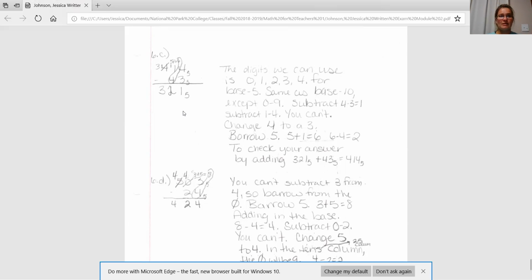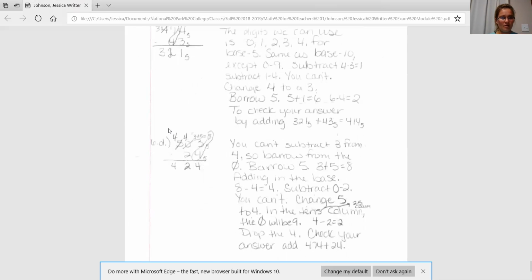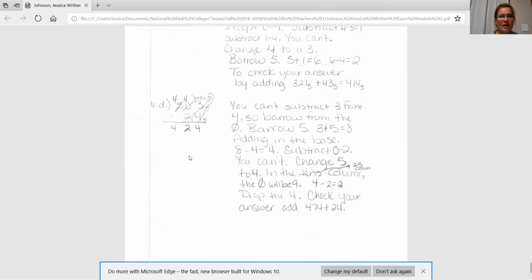You can check your answer by taking 3, 2, 1, base 5, plus 4, 3, base 5. And then you have 5, 0, 3, base 5 minus 2, 4, base 5. And you get 4, 2, 4, base 5.